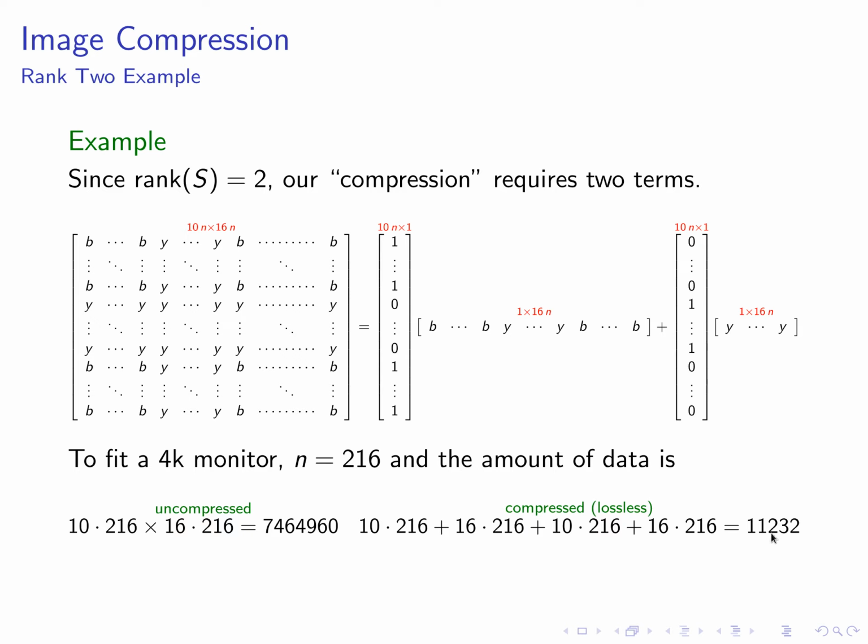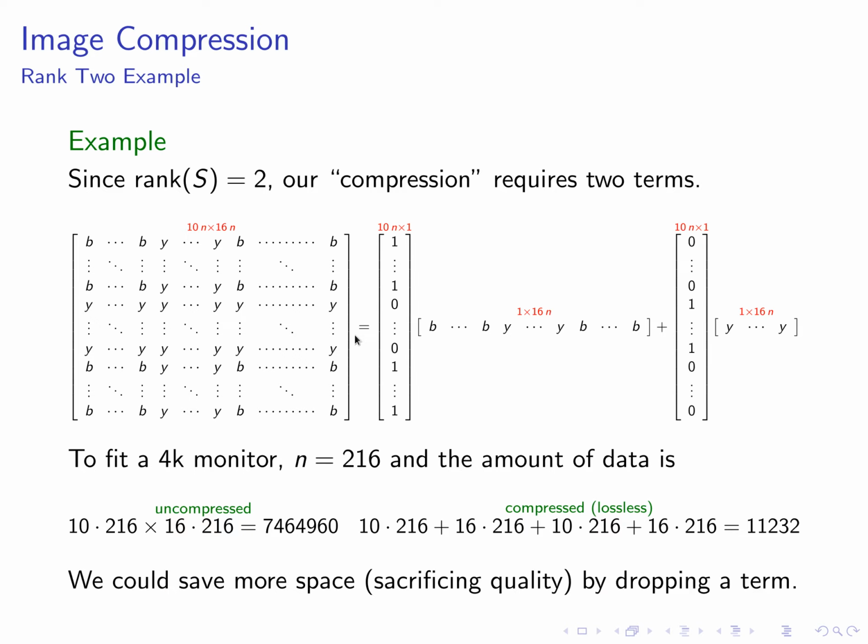11,000, even though it seems like maybe a large number, is much smaller than 7.5 million. So by factoring our large matrix in this way, we're saving lots of data, but we're not losing any quality because this is an equality of matrices. Another thing to point out is we could save even more space here at the price of quality. If we were to drop one of these two terms, that would mean we would lose information about the image, but we would save data.